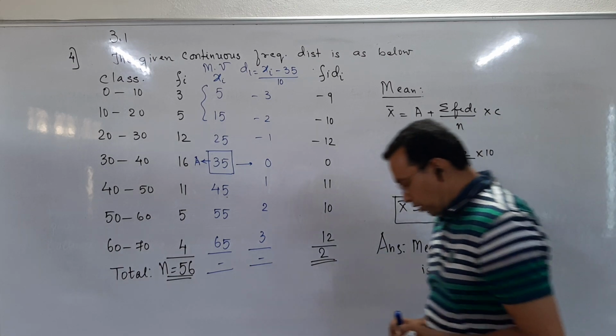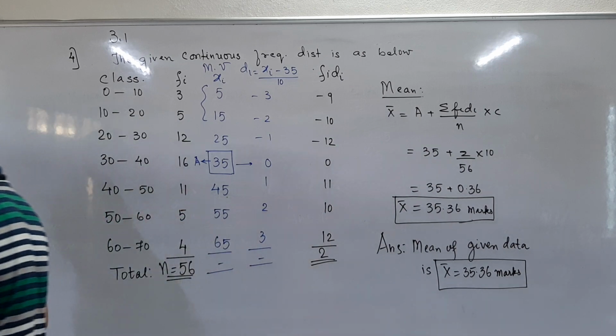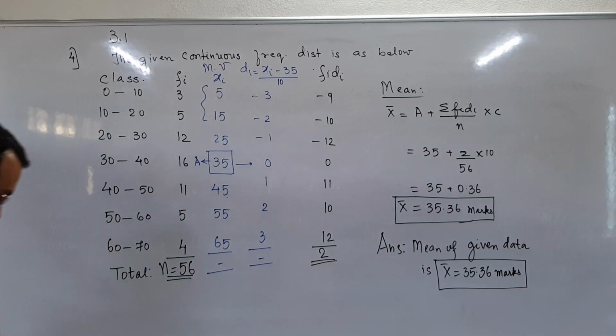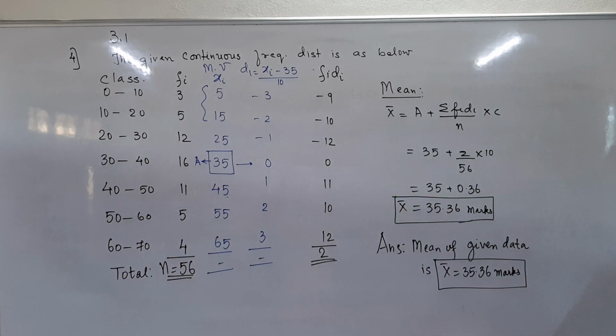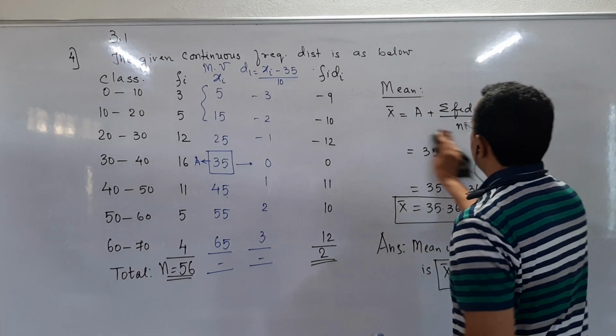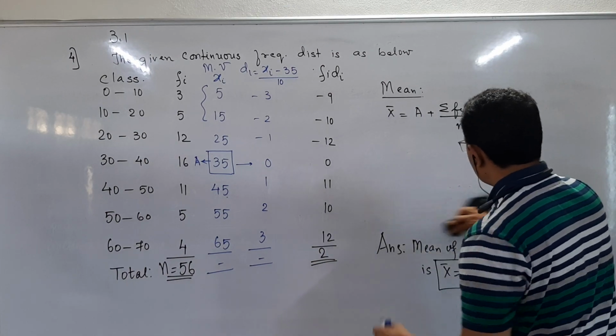Mean of the given data is x bar is equal to 35.36 marks. Now, students, the fifth sum. Let us do sum number 5.